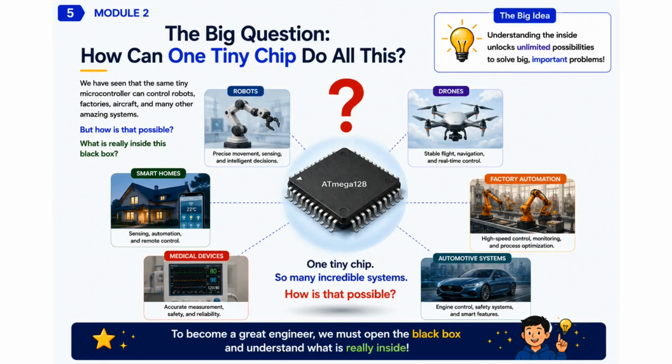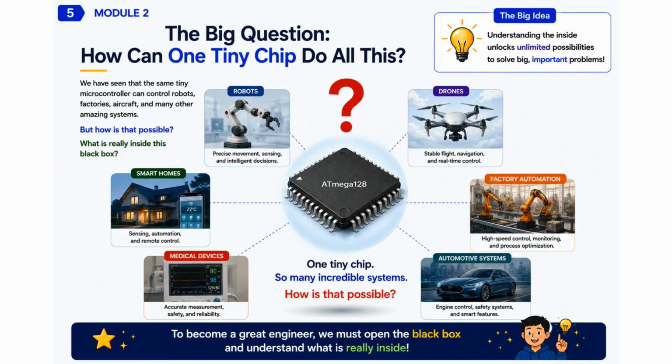The same kind of microcontroller can control a smart home, where sensors measure temperature and devices can be controlled remotely. It can power medical equipment, where accuracy, safety, and reliability are absolutely critical. It can drive robots that move precisely, sense their environment, and make intelligent decisions.